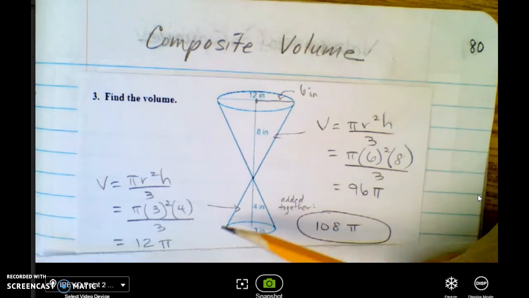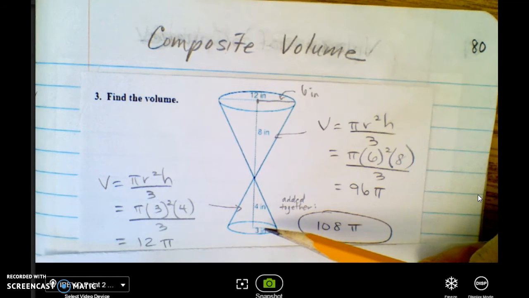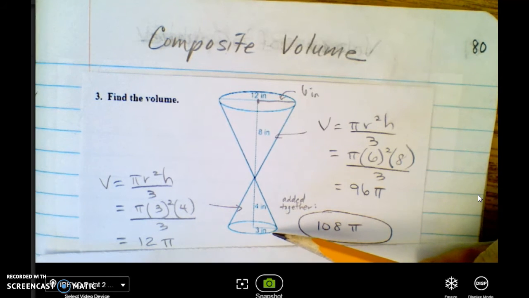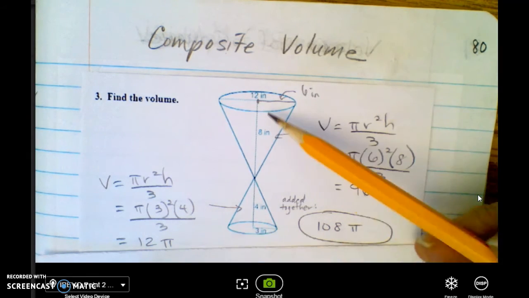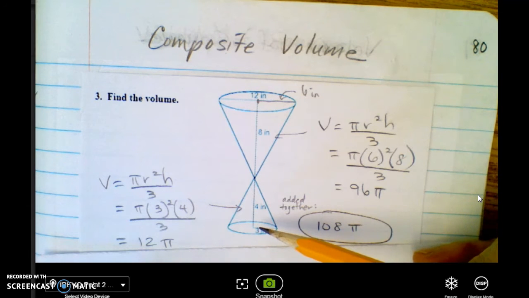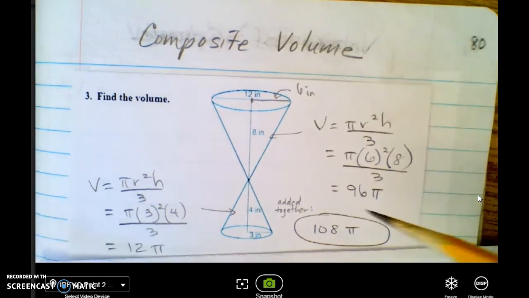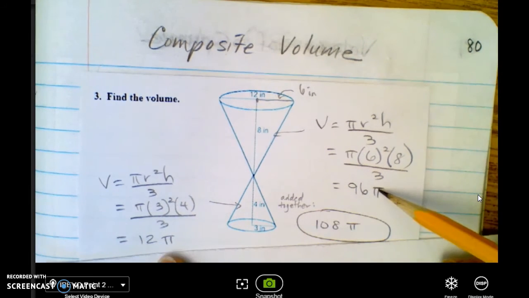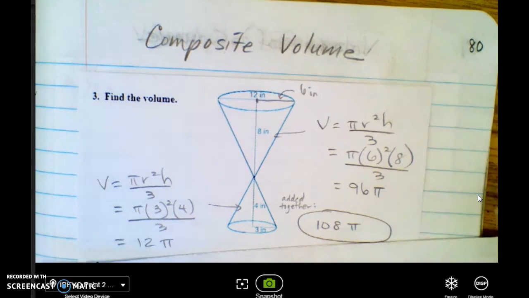The other part of this composite shape is this smaller cone down at the bottom. The smaller cone did give us the radius of 3. It gave us the height of 4. So 3 squared times 4. If we divide that by 3, we're going to get a volume of 12 pi. Since it is a composite shape where these two shapes are pushed together and contain one item, we're going to add together those two separate volumes. So 96 and 12 gives you a total volume of 108 pi.